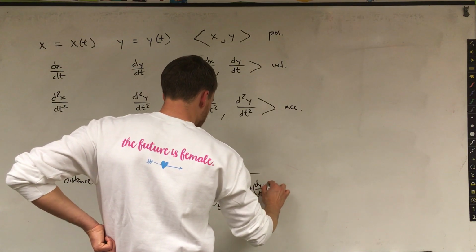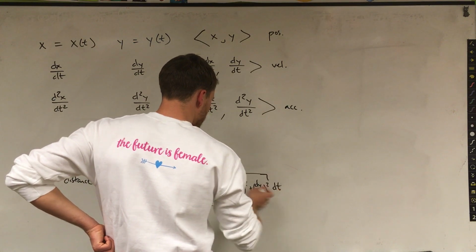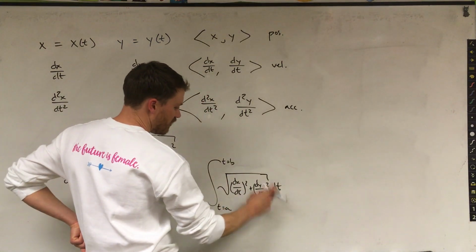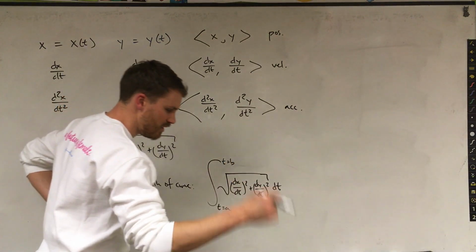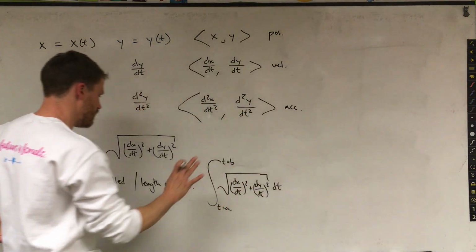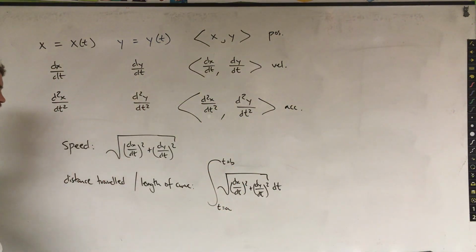Well, that makes sense. If you're going different speeds for different amounts of time, you're going to take all your speeds and multiply them by time. Speed times time is distance. So this is going to give you your total distance traveled, which is also the length of the curve.